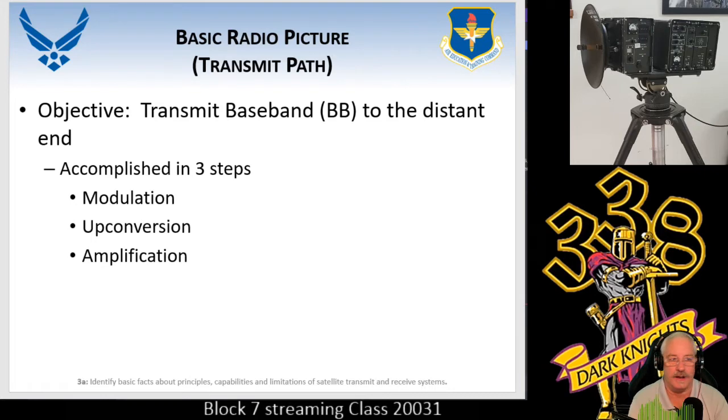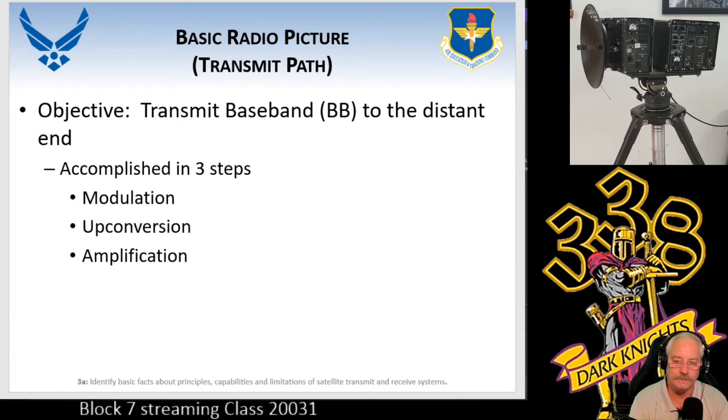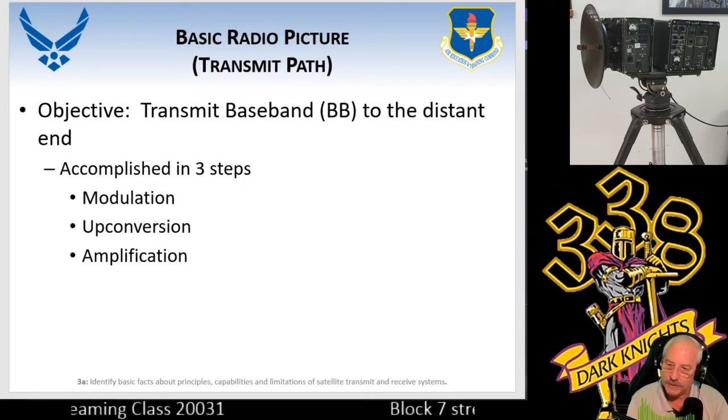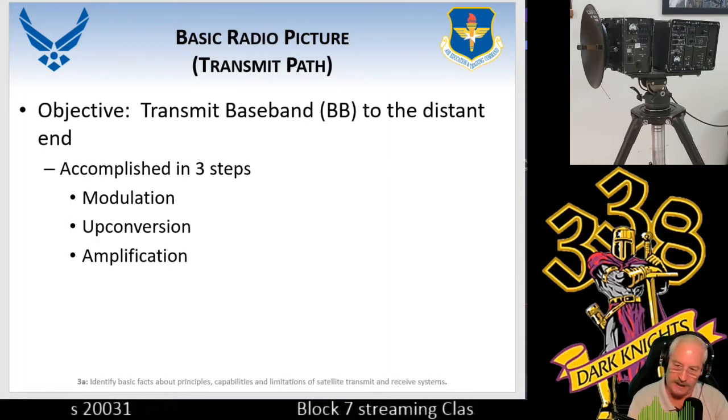So what is the objective of the transmit? Well, we're going to transmit baseband to the distant end. What is baseband? Well, it is the aggregate that is coming out of the multiplexer. So we talked about multiplexers for a while. Now we're going to use it in how do we get it from point A to point B. In our case, transmit baseband to the distant end. It's accomplished in 3 steps. The first step is modulation. Second step is up conversion. Third step is amplification.